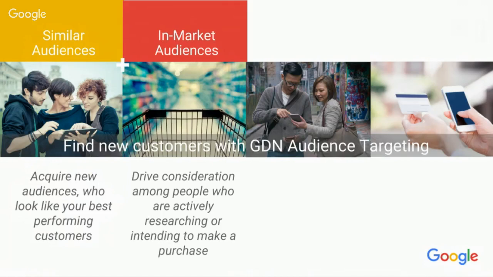Next, in-market audiences allow advertisers to reach customers who are actively researching and intending to make a purchase, regardless of business. And a key differentiator between using in-market audiences with Google and third-party segments are a few things. First, our lists are created in real time.